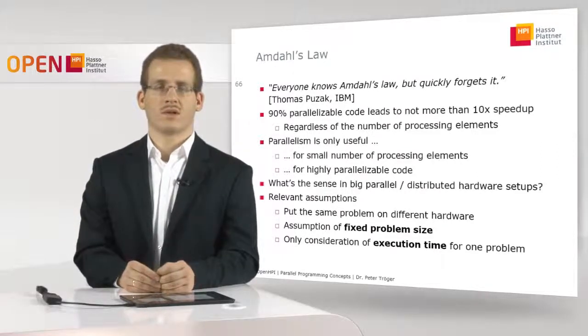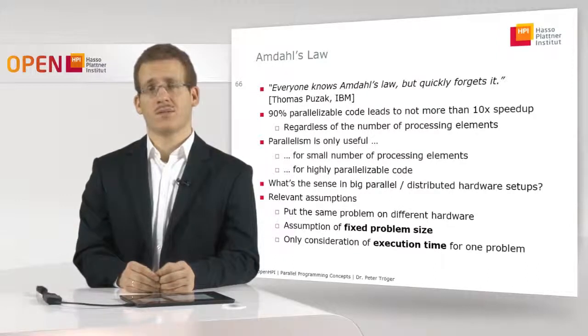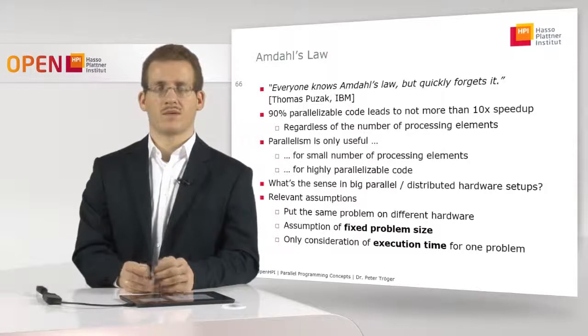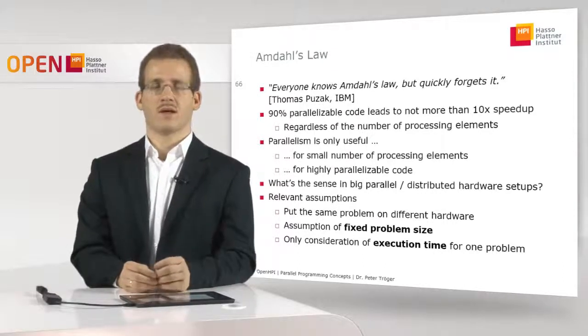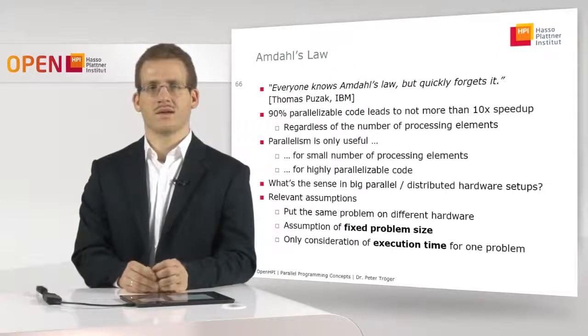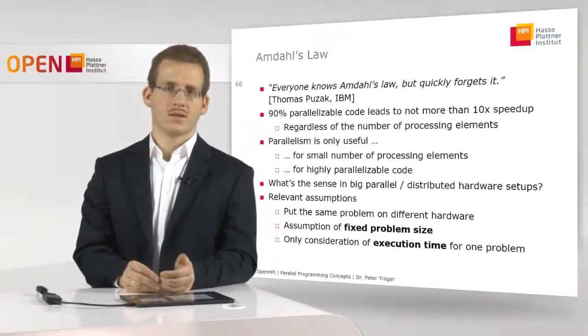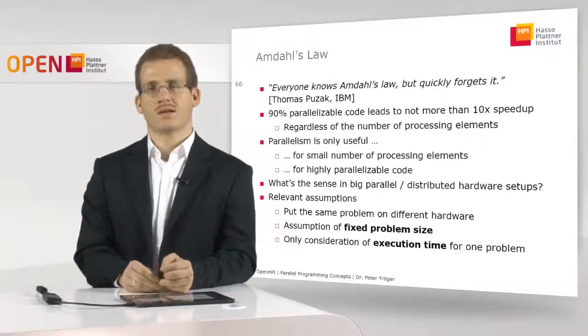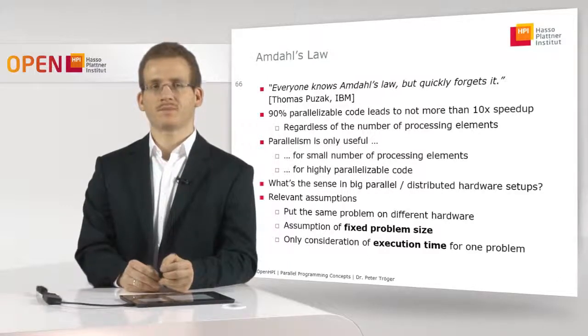So the overall result from this paper and this law was that parallelism is basically only useful if you have a small number of processing elements or if you have highly parallelizable code with very small serial parts in it. And this was somehow disappointing for the parallel computing community, but there are a couple of assumptions in Amdahl's law that make this less critical.